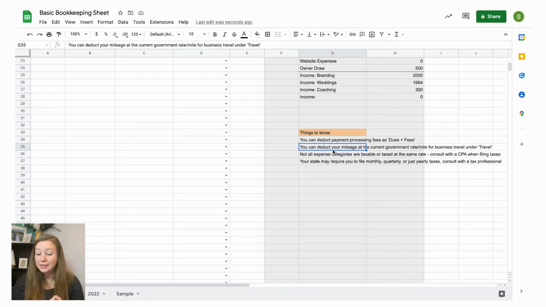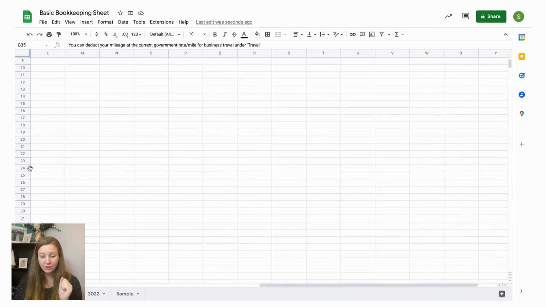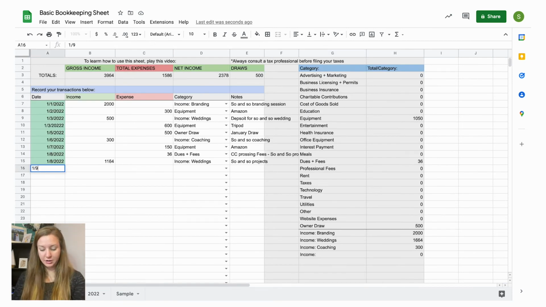You can deduct your mileage at the current government rate for business travel under travel. So the way you would track that is you're going to come in here and you're going to say, on this day I traveled. So you're going to get out your handy dandy calculator. I believe the current government rate is like 56 cents per mile. Not totally sure, but you can Google that. It changes every year, so make sure you're Googling it for your year. But for the sake of this example, we're going to work with 56 cents a mile. So we're going to say I drove 12 miles for my client. So you're going to put in 12 times 0.56.